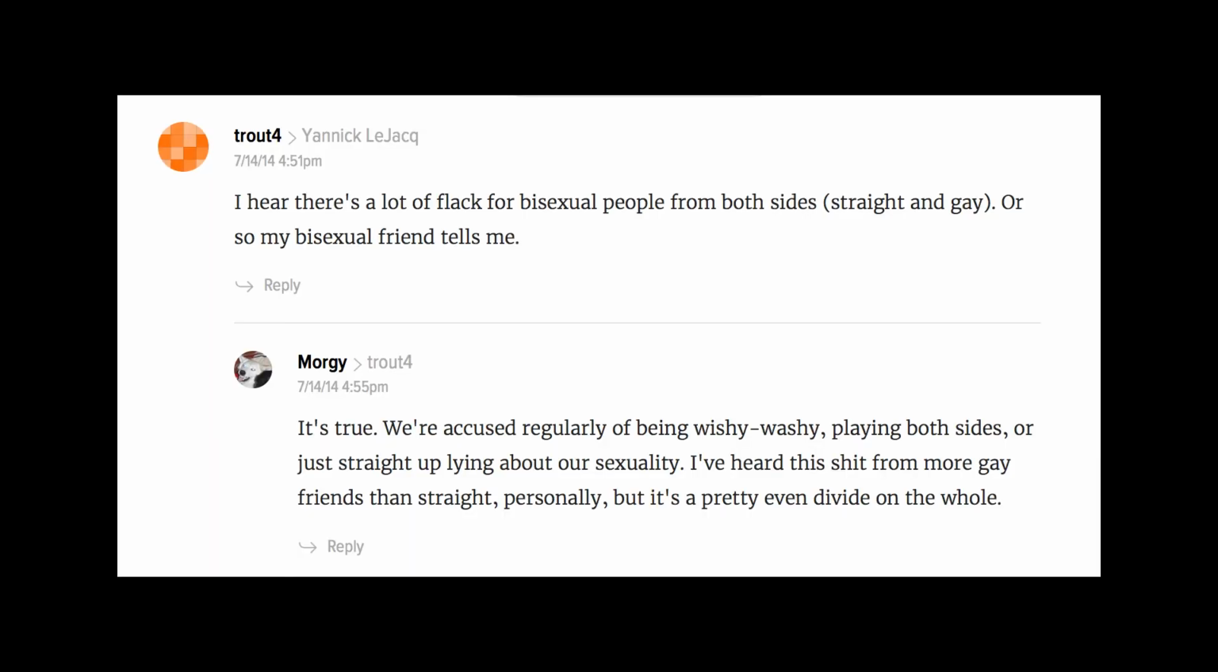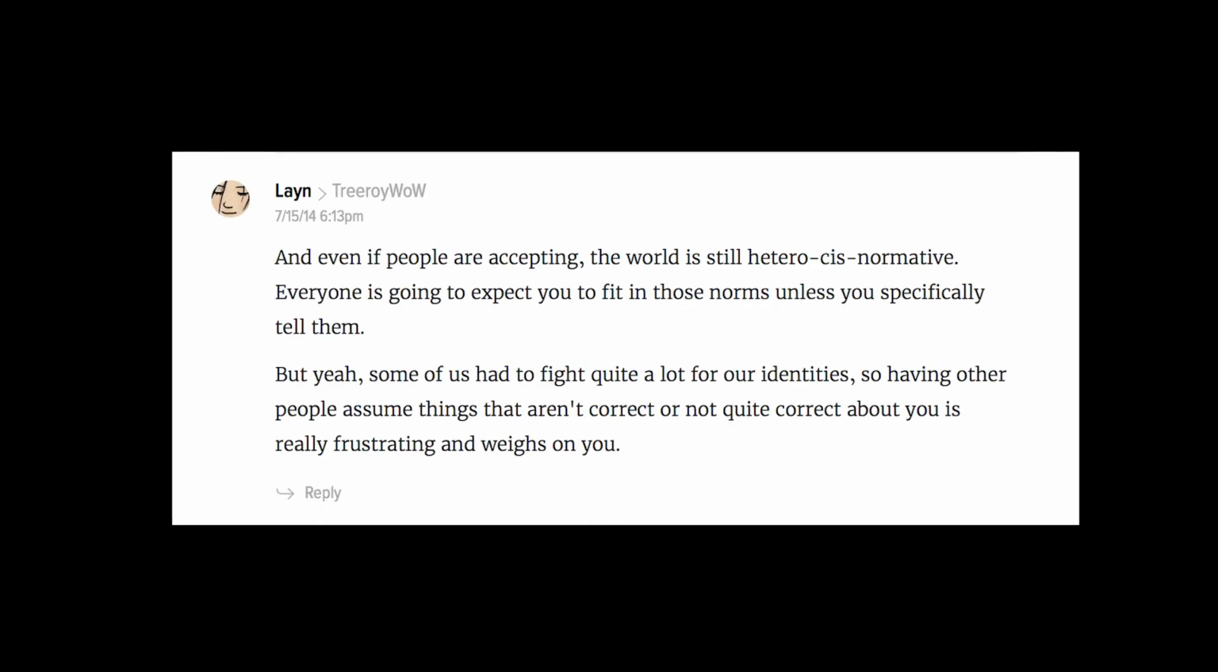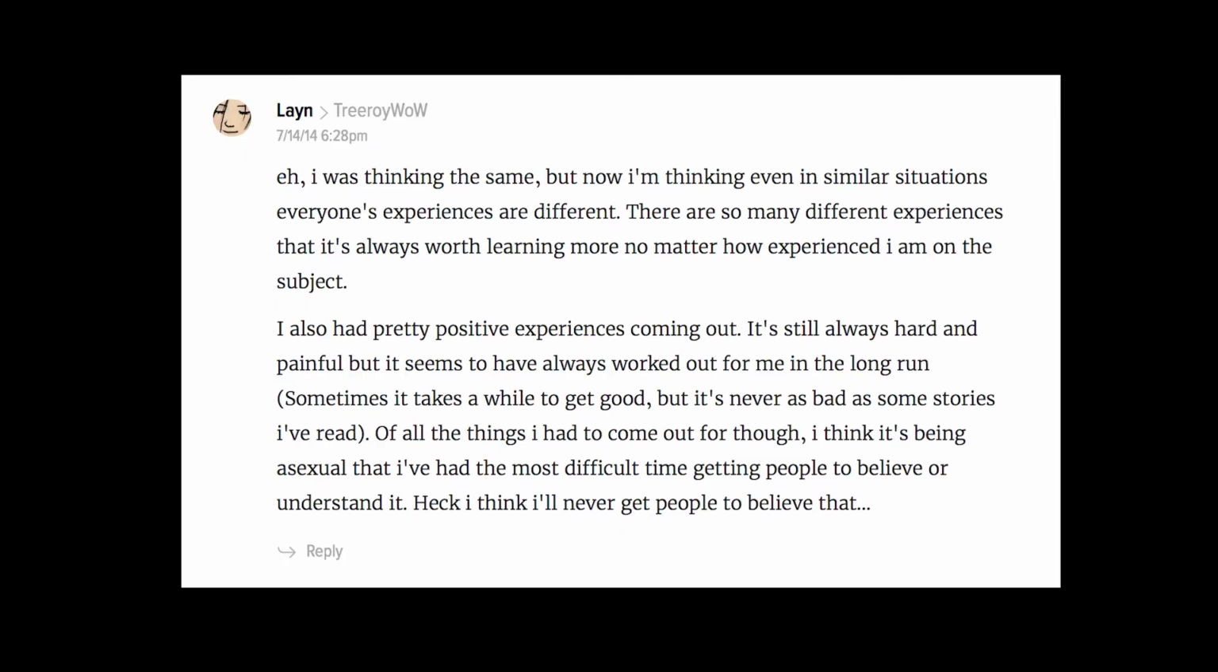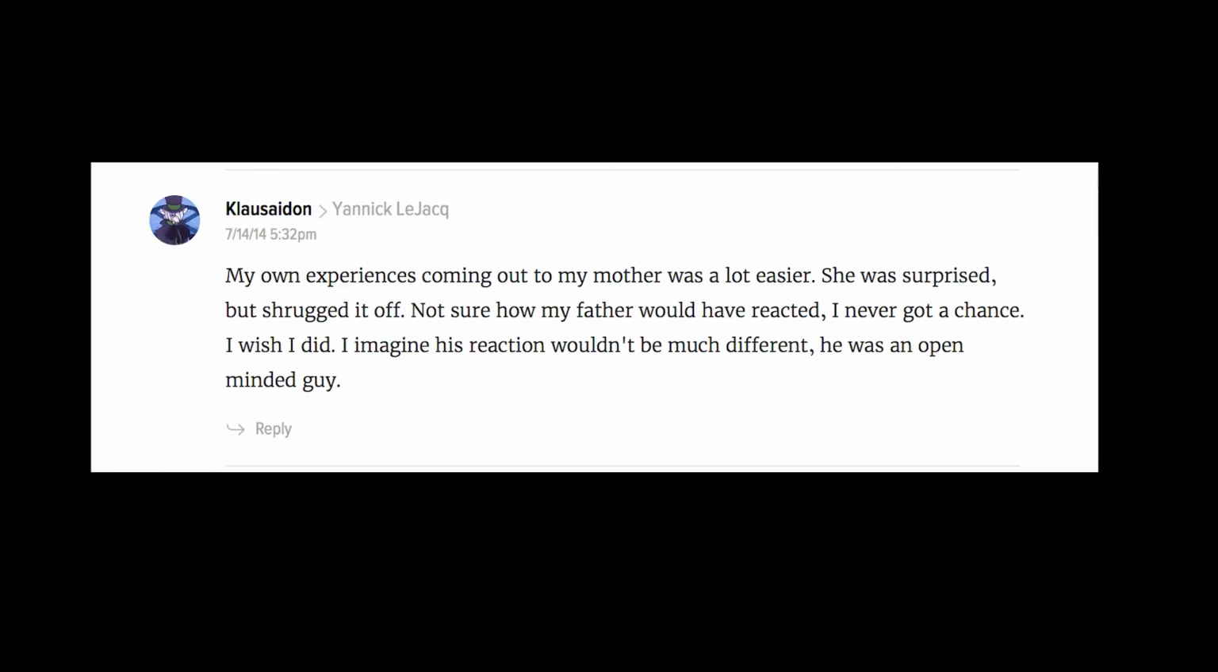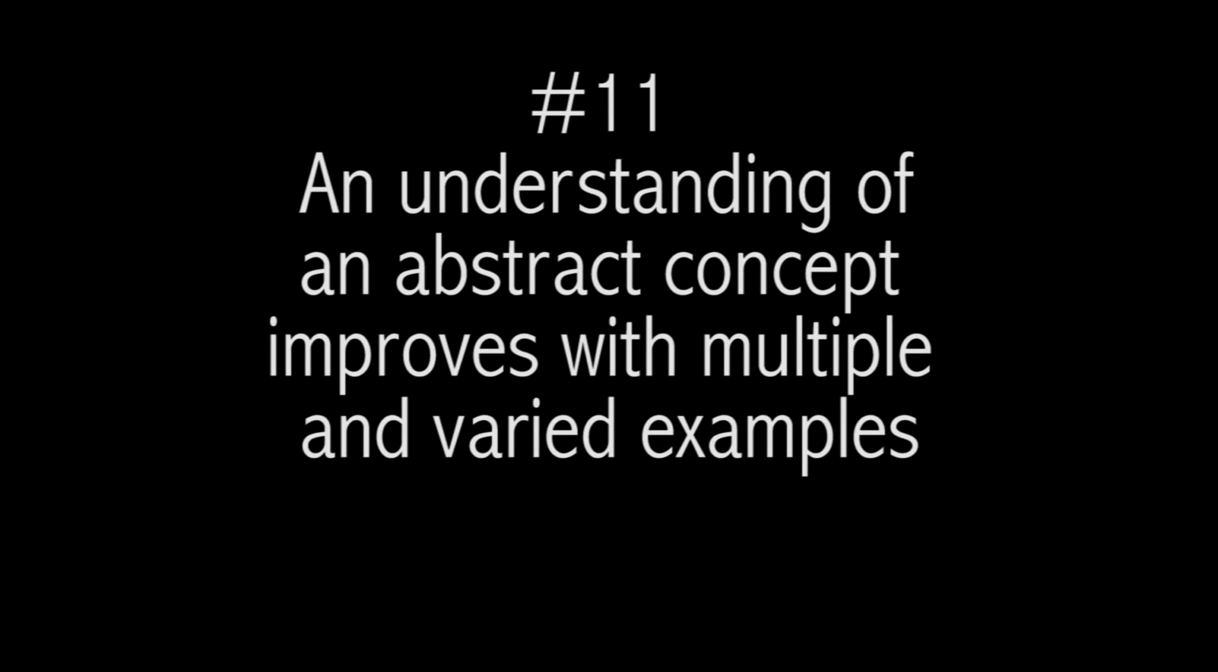Most notably, the simulator is meant to generate buzz and get people talking about the consequences of living an honest life. By seeing the comments to the simulator, we can see that the simulator generates a type of storytelling in which people open up about their past experiences dealing with honesty. This is an example of lifelong learning principle number 11, which states that an understanding of an abstract concept improves with multiple and varied examples.